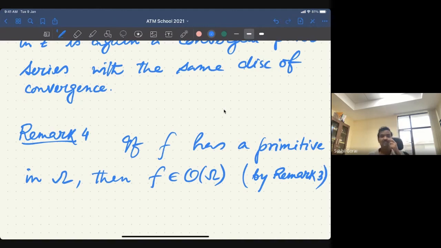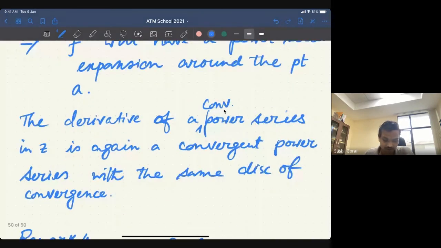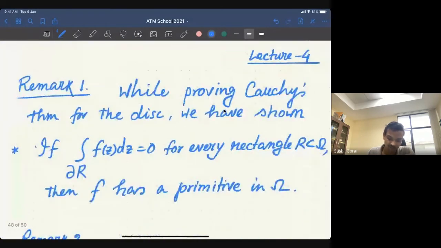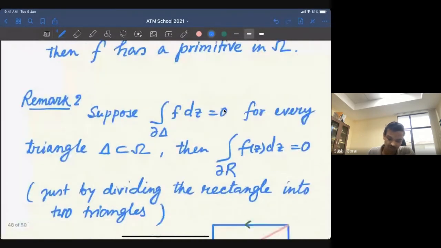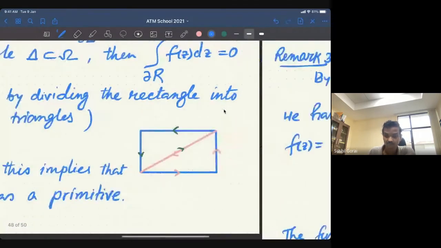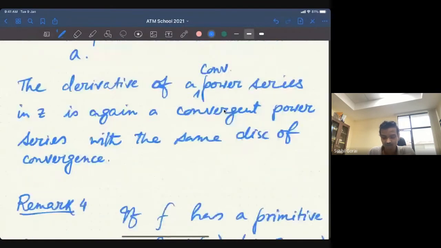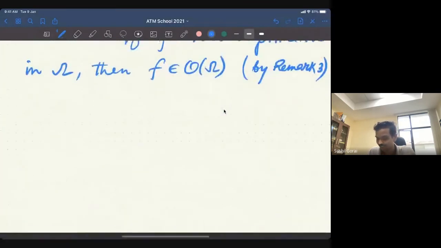All right, any question here? So these are a few remarks, of which remark 3, the full expansion you will see later on. You can do it yourself, or you will see later. All right. So that primitive actually means it's holomorphic.